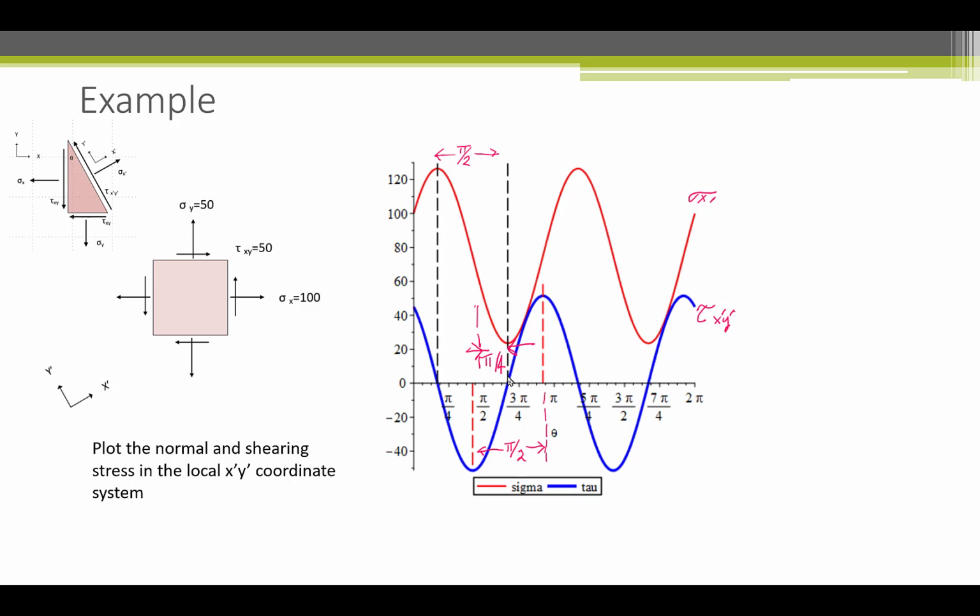And finally, the shearing stress, you can see, leads, here's the minimum, it leads the normal stress by pi over 4. So that's 45 degrees.